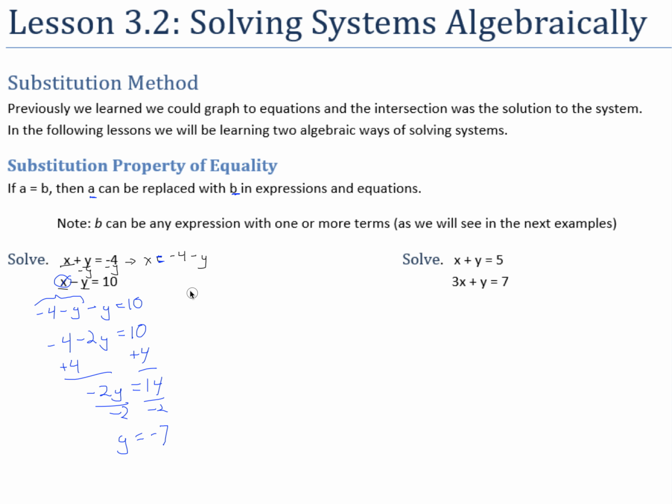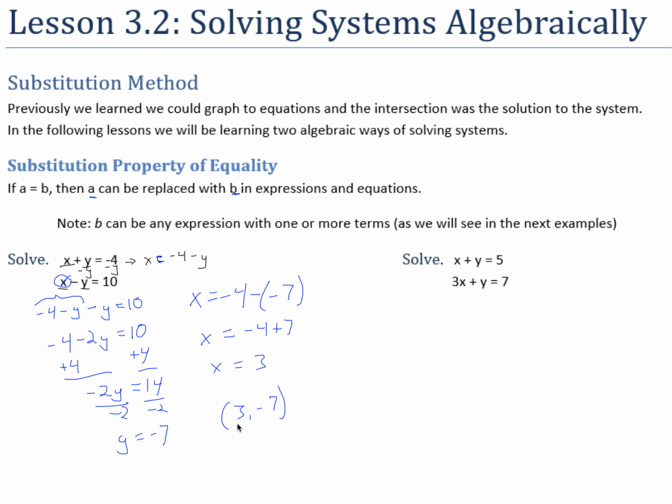I'm going to come up here and say x equals -4 minus y. Well, what was y equal to? It was equal to -7. So x equals -4 plus 7, which is 3. So x equals 3. We have our x value and our y value. We put our answer as a point, so 3, -7.